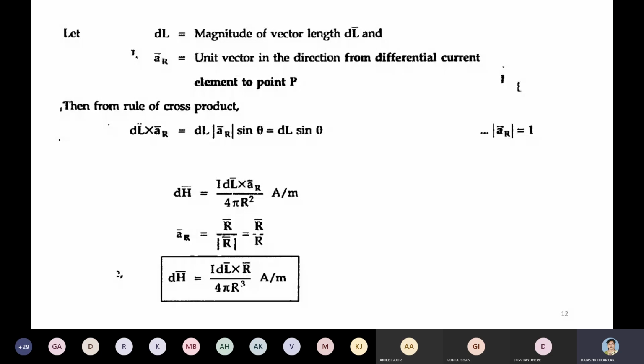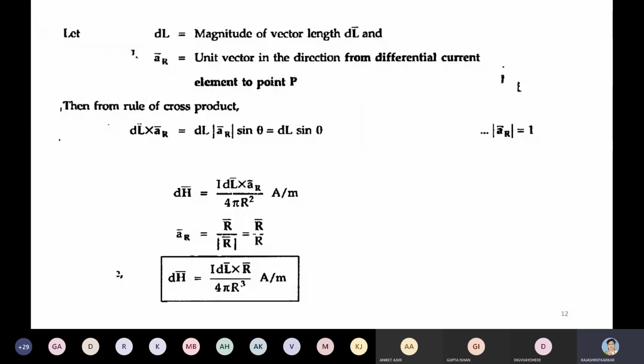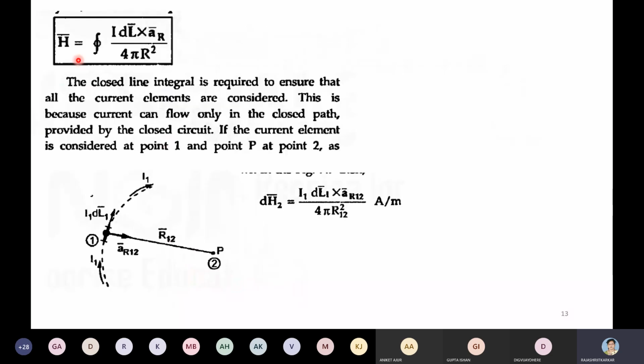Now this comes when we start with the relation for dH, right? So what was the relation for dH? The dH relation is I dl bar cross R bar upon 4 pi R cube. Now if I want to put only the relation for H, this relation will be the integration of the equation. So H bar is the integration of I dl bar cross ar bar upon 4 pi R square.